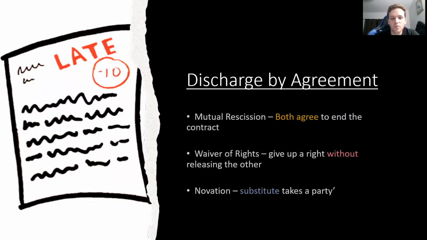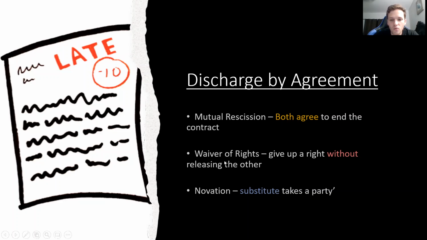Discharge by agreement. There are 3 types that we'll discuss here. The first being mutual rescission. This is when both agree to end the contract. So things may not be working out and the two parties come together and say, okay, it's not going to work out. Okay, that's fine. Let's just forget everything happened, or just stop what we were doing. And then both go their ways and everything's fine.